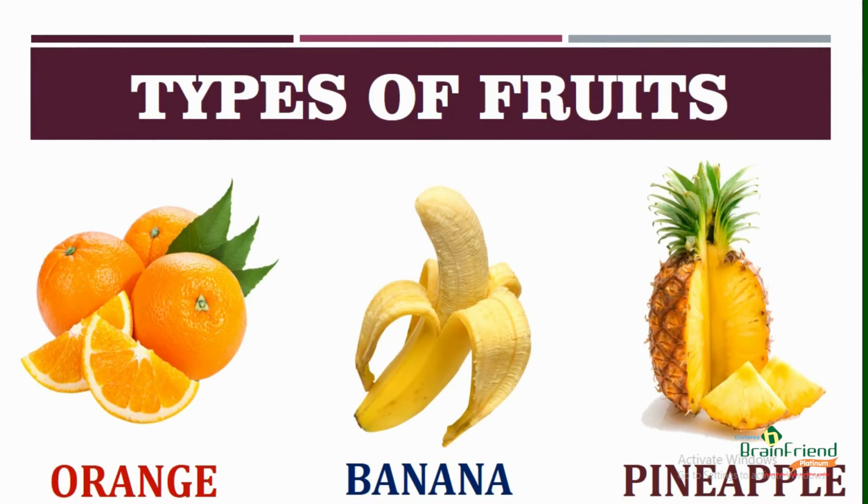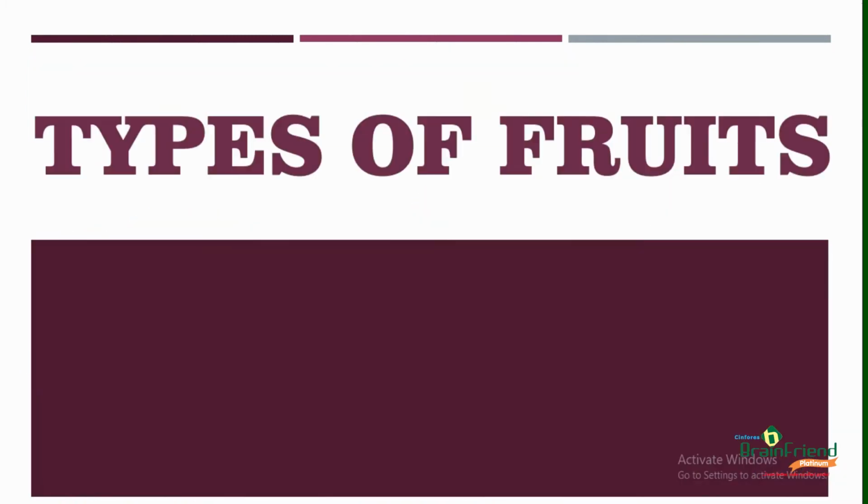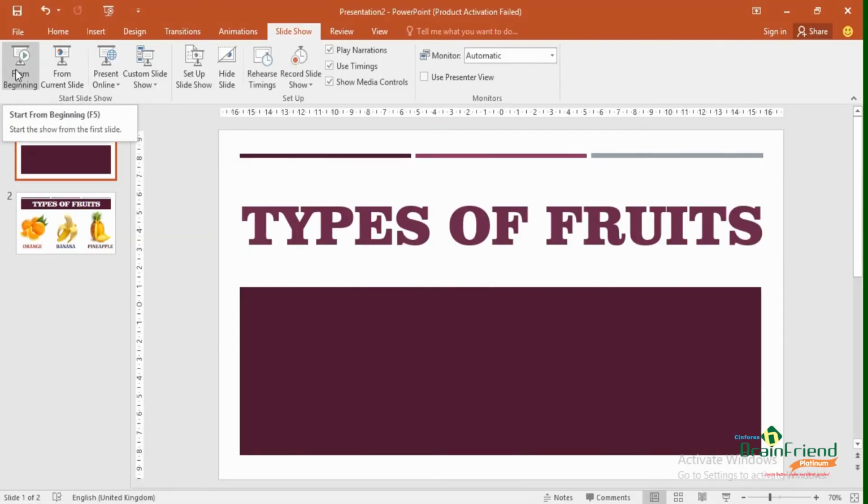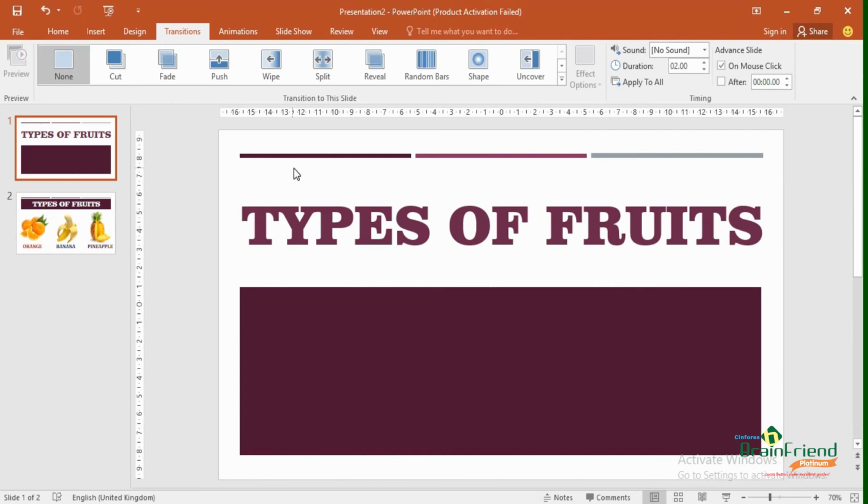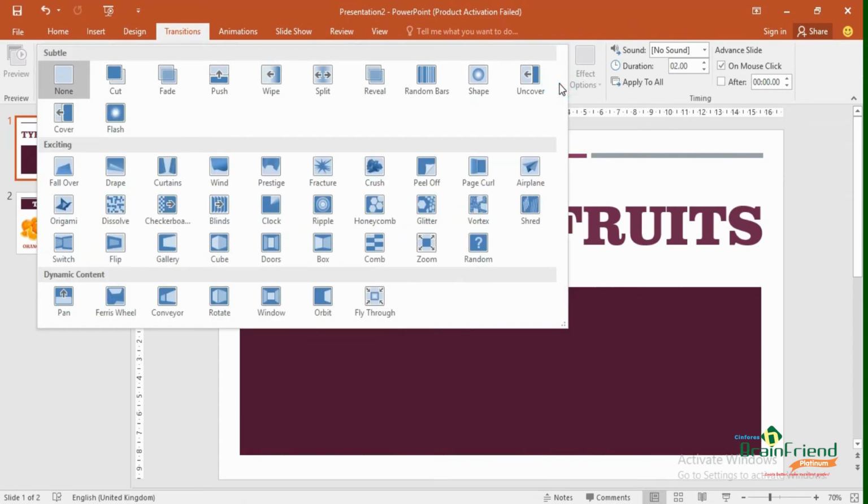Next, let's apply the transition effects. The transition effect determines how each slide is introduced. To apply transition, select a slide, click on the Transitions menu, and then select a transition effect. So do the same for the 2 slides. Select different transition effects.